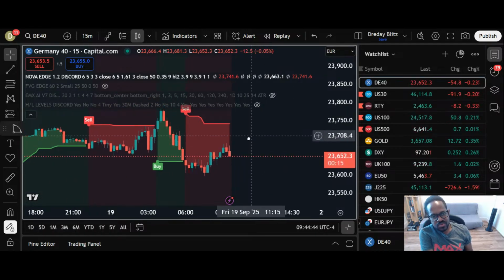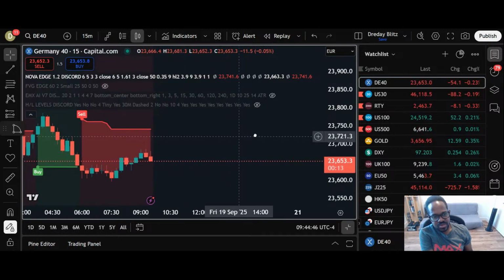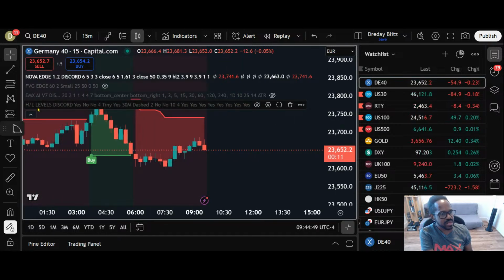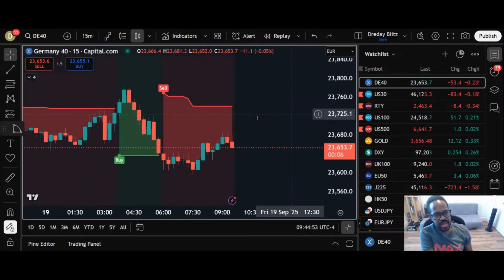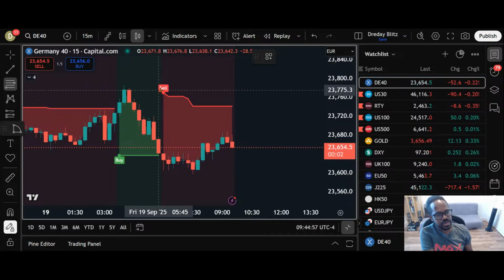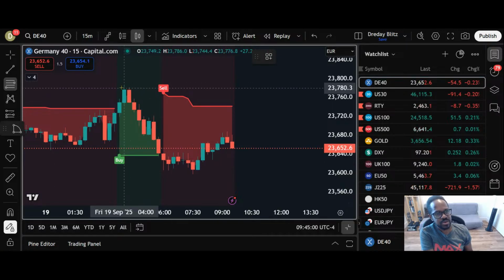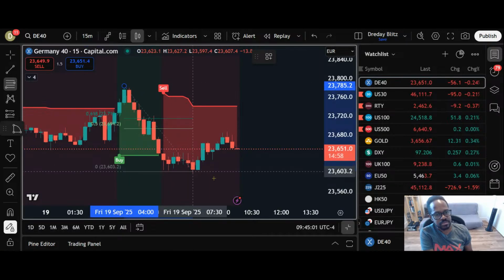So we may have a sell for sure on German 40. Let's look at how we would consider that as a sell. So we did have a sell setup here. What I do here, based on what I'm seeing as the pattern, I see a fib.